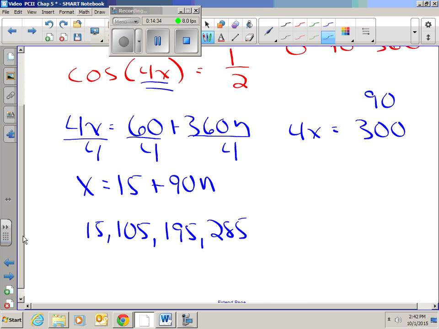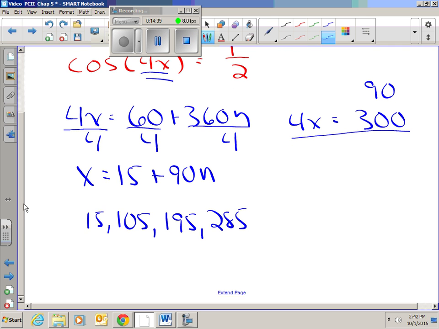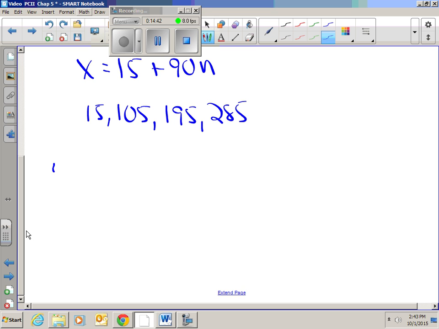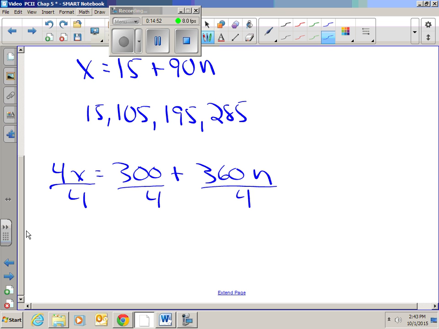I'm going to do the exact same thing with the 4x is equal to 300. So I'm going to write that in general form. I have 4x is equal to 300 plus 360n. Divide both sides by 4. That gives me x is equal to 300 divided by 4, which is 75. And then I'm going to just keep adding 90. So that's also 165. 165 plus 90 is 255. And 255 plus 90 is 345.